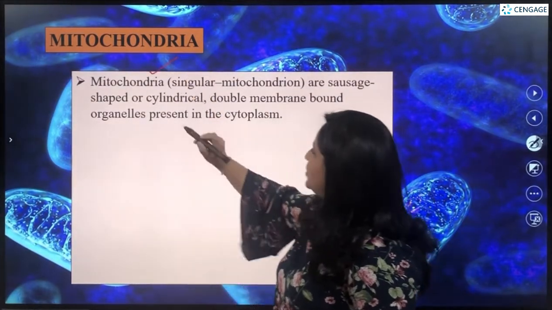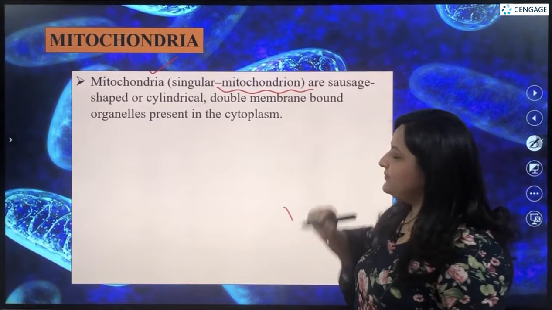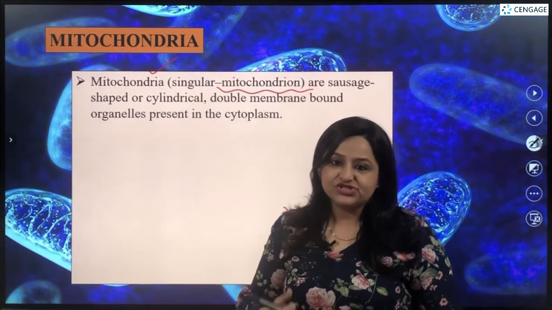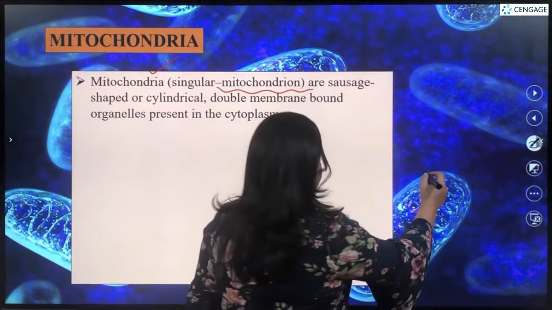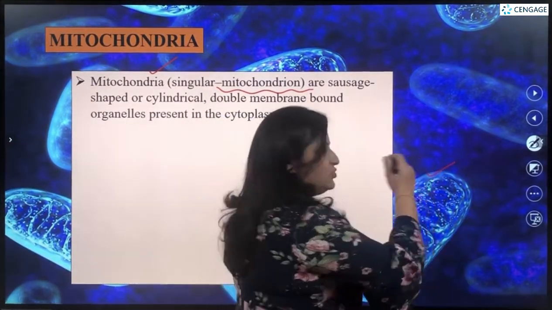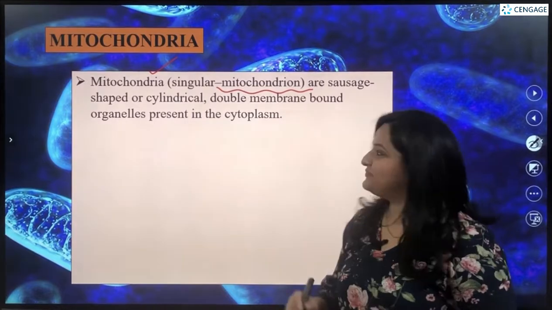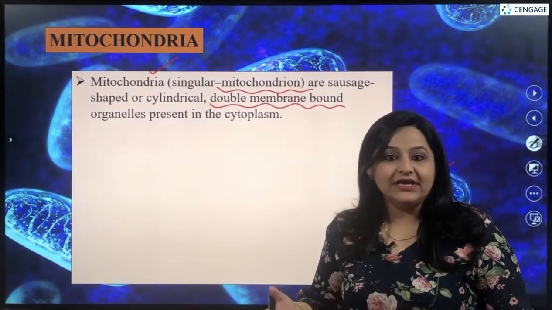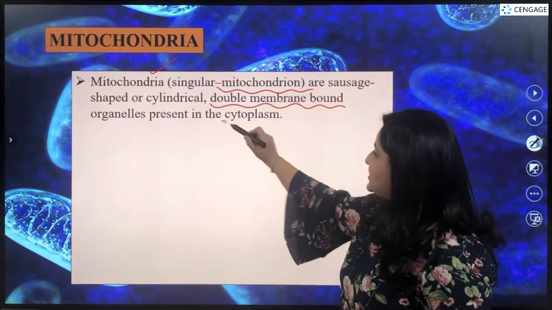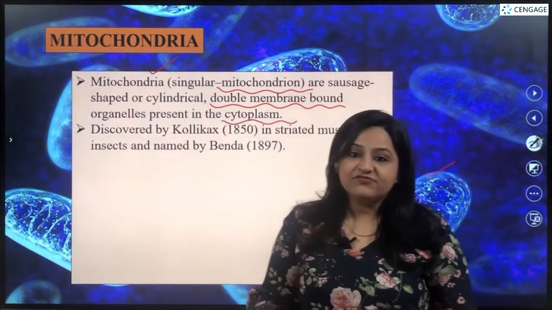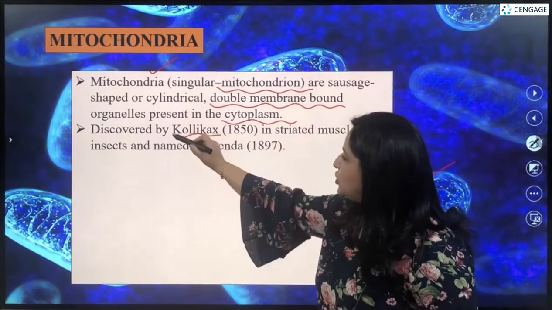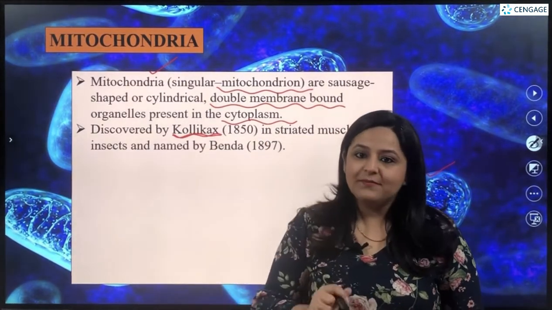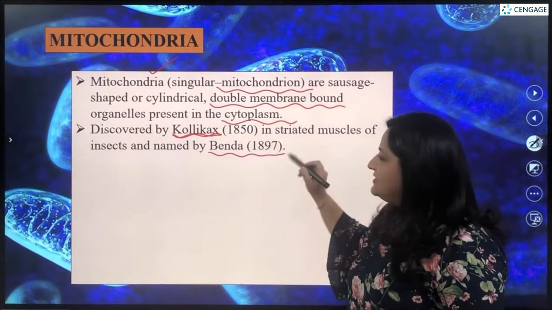Mitochondria, and as I told you, the singular is known as mitochondrion, is a cylindrical shape, or it can be a sausage shaped structure. As you can see over here, this is the organelle present. It looks sausage shaped in structure. Then they are double membrane bound organelles, which are present in the cytoplasm. Mitochondria was first discovered by Kolliker in 1850, and they were named so by Benda in 1897.